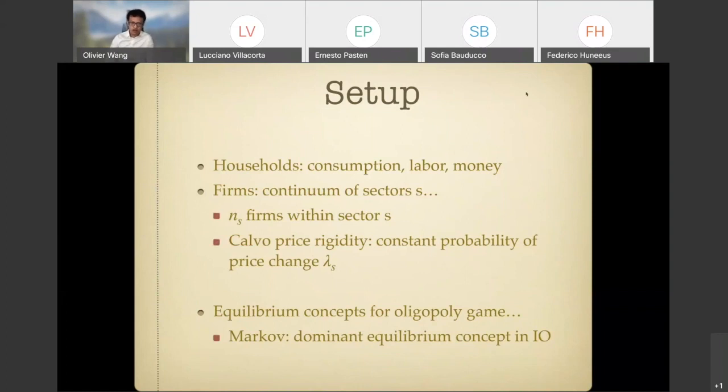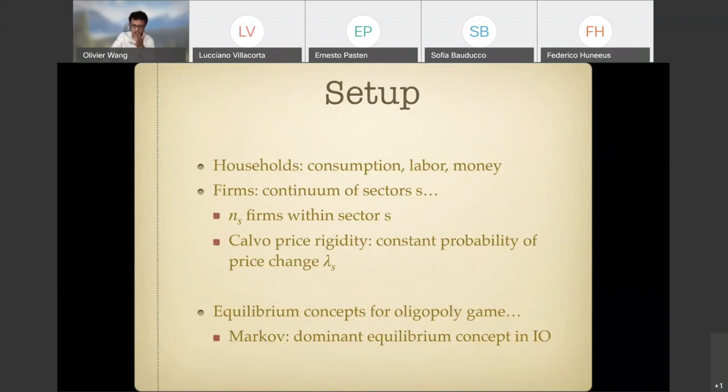Okay, let's continue. As I said, households are very simple. They value consumption, labor, and money. Firms, we're going to have a continuum of sectors. That's standard, but within each sector, we're going to change the number of firms. There's going to be only a finite number of firms that can be any number n. And in each sector, you're going to have this Calvo price rigidity, so a constant probability of price change lambda.